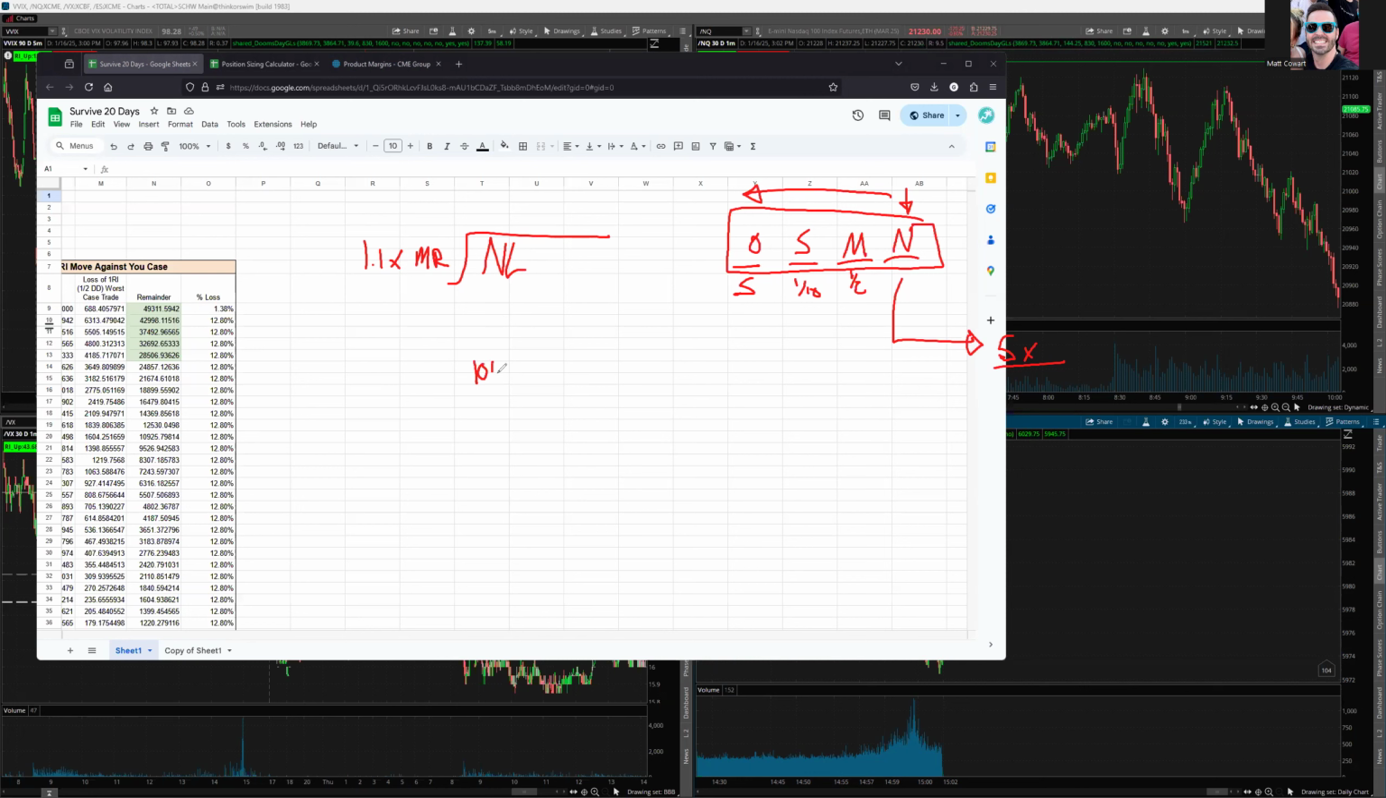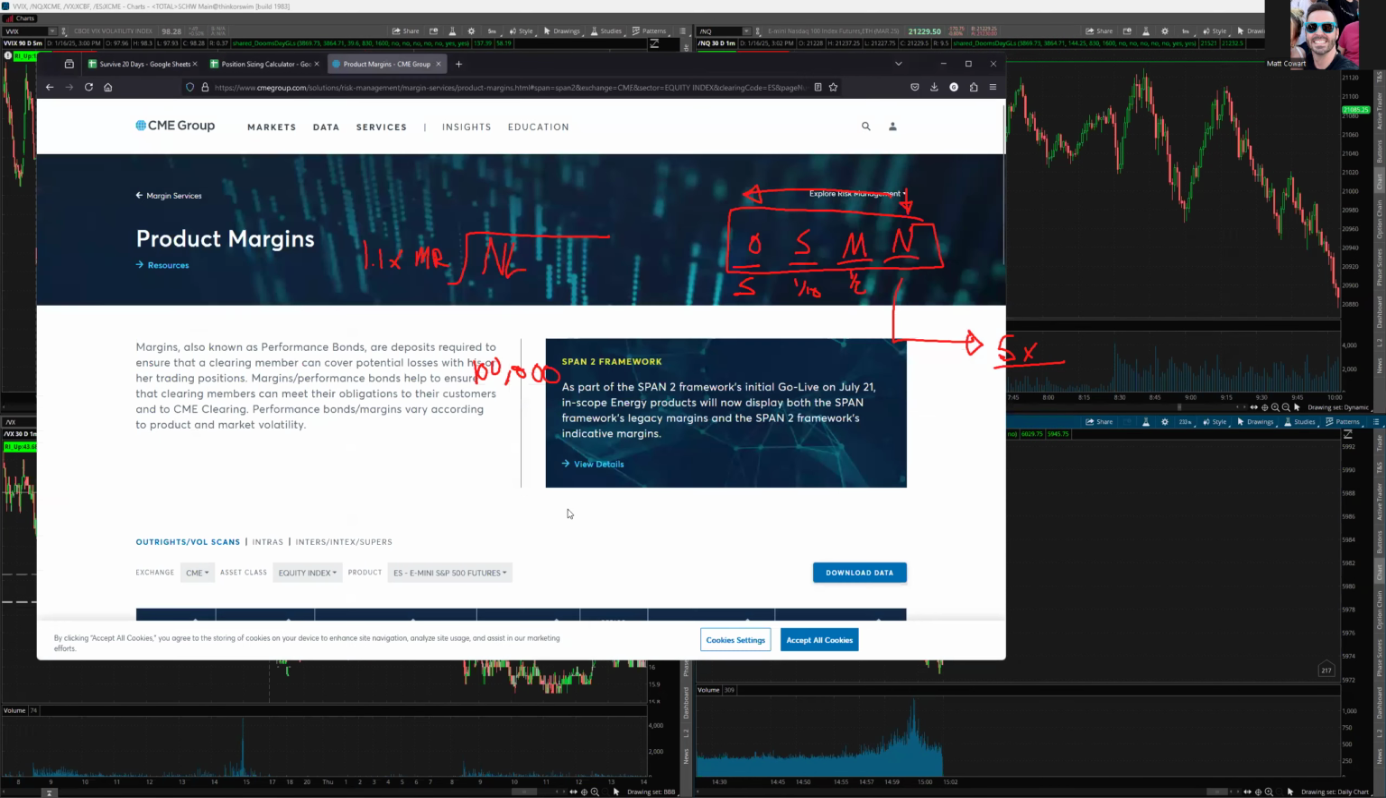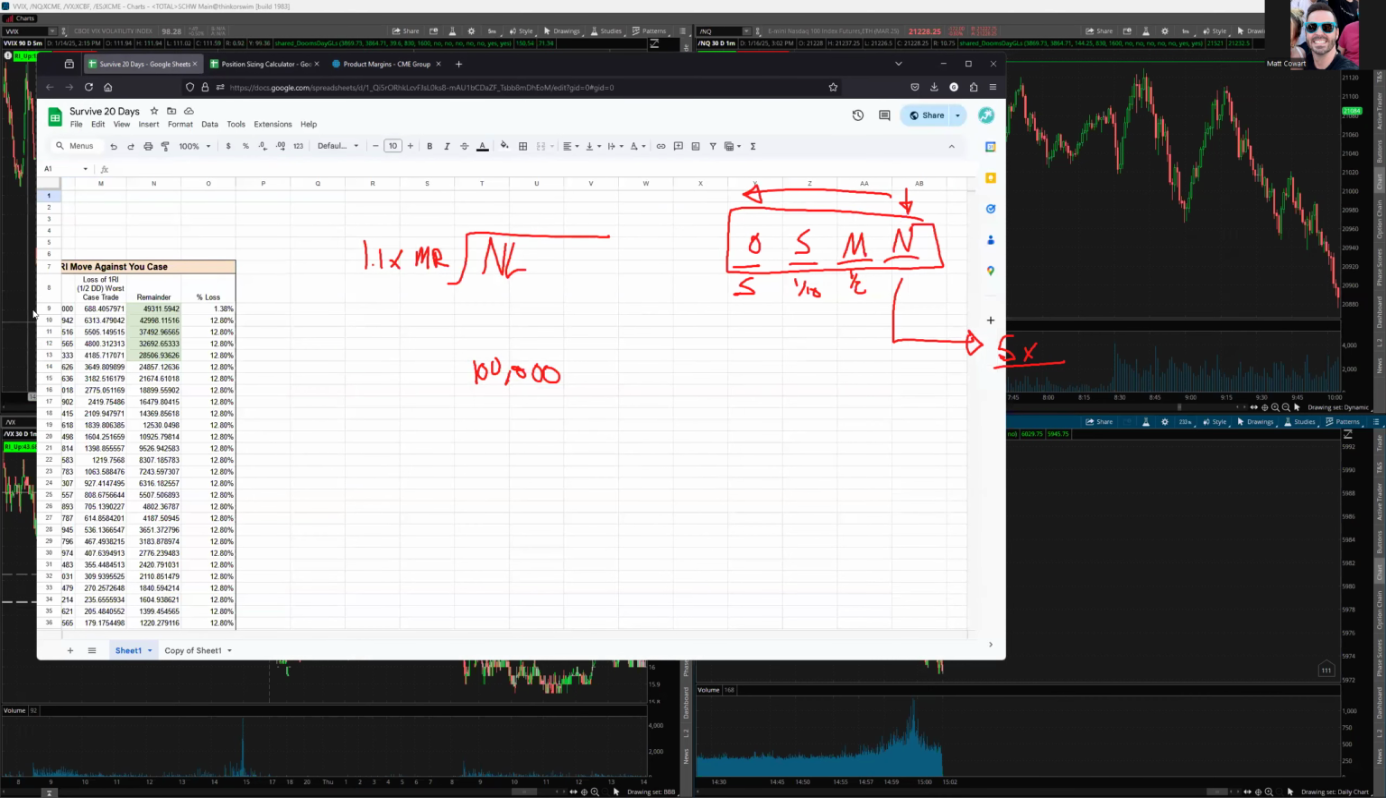If I had $100,000 in that account and the margin requirement for the S&P was 15,271 for the current contract, you stick to do the mental math. 1.1 times that is 16,798. So if I take 100,000 and divide it by that much, I get a number, 5.95. 5.95 is the max amount of E-minis I need to be trading with a $100,000 account.